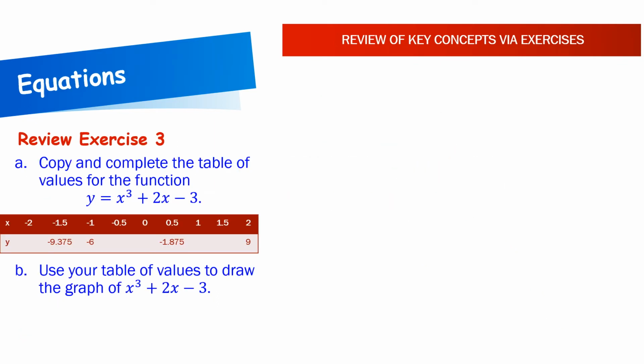And now for review exercise 3. We are required to copy and complete the table of values for the function y equals x cubed plus 2x minus 3. There are 5 values which are missing for y in our table. Once we've plugged those in, we are required for part B to use this table of values to draw the graph of x cubed plus 2x minus 3. So let's have a go at part A.